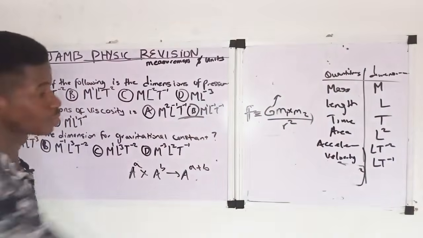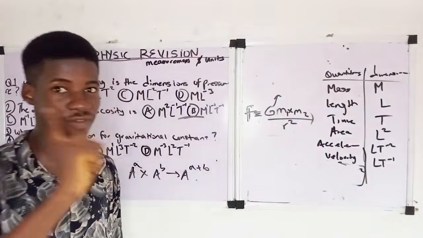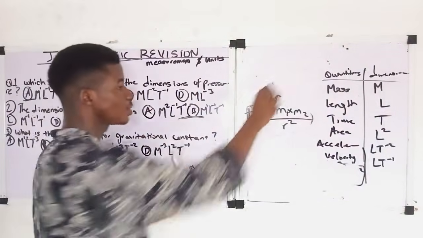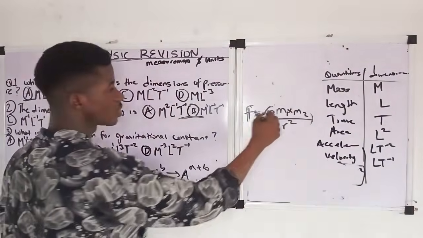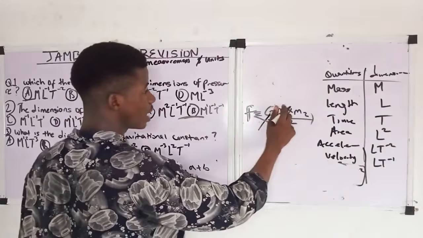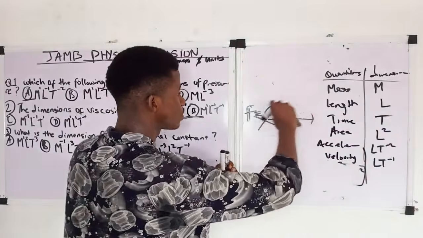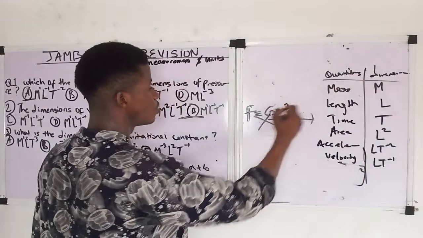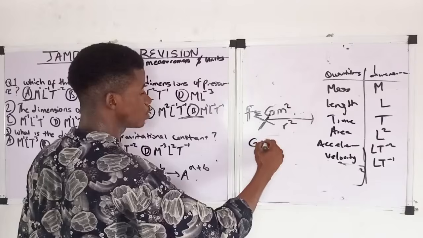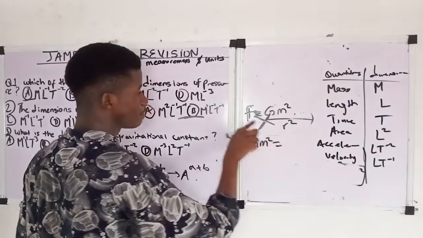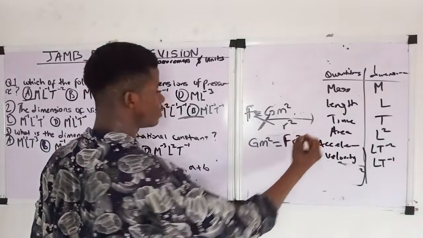So what are we going to do? We are going to make this G the subject of the formula, right? It's very easy. Cross multiply: G times M1 times M2. Remember these two masses, M times M is M squared, right? Yes. So we cross multiply to get G M squared equals F times the square of the radius, right?